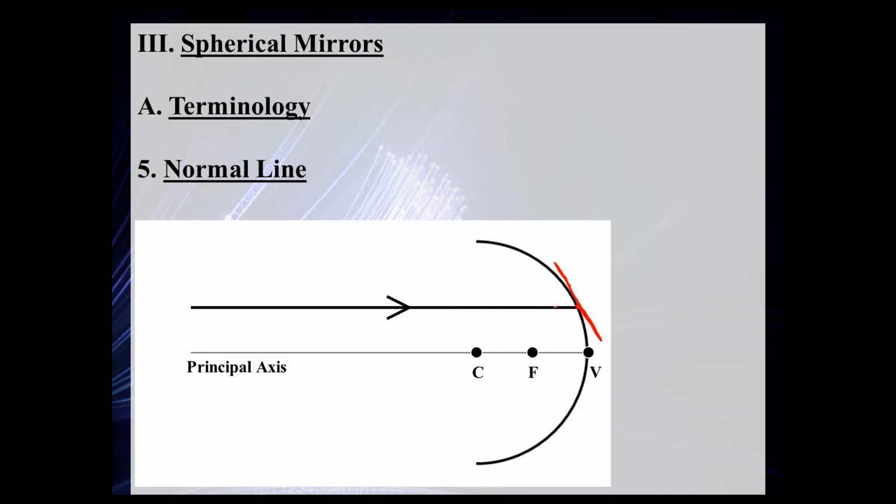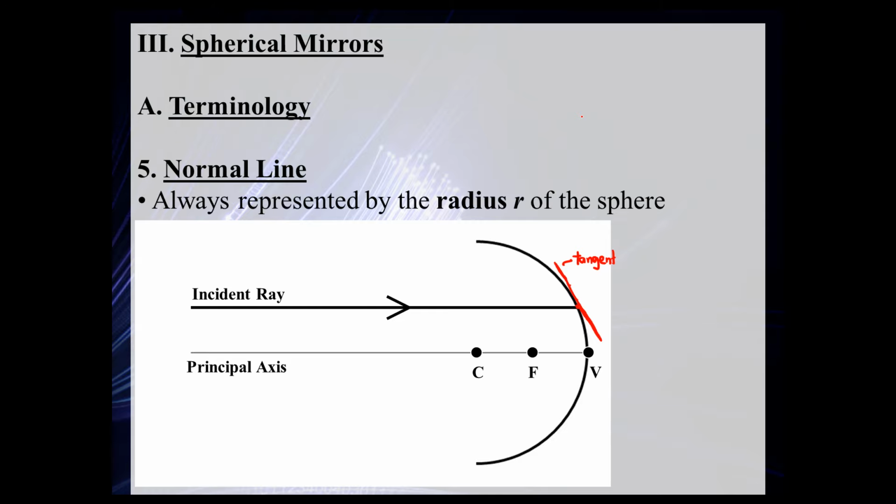I'm using a tangent at that point to represent a flat surface. And a normal line needs to be perpendicular to that. Okay, so there's my incident ray of light. And it turns out that your normal line is always going to be represented by the radius of the sphere. So if we draw the normal line, it would be represented by this red line.